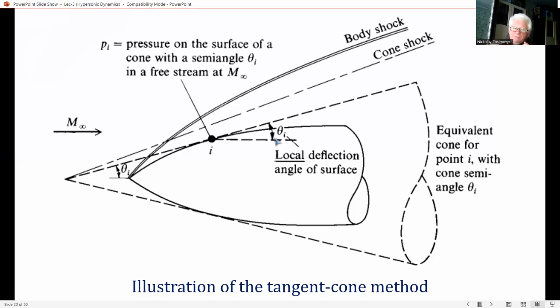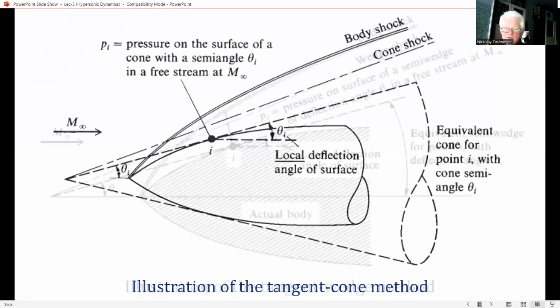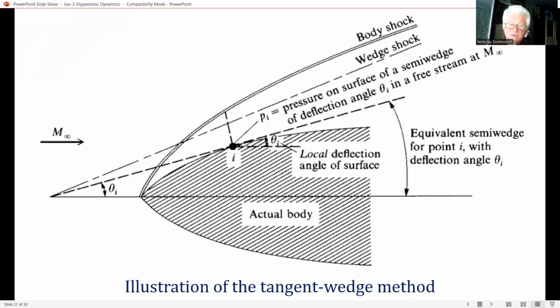The tangent cone approximation assumes that the pressure at point i is the same as the surface pressure on the equivalent cone at the free stream Mach number. That is, p sub i at that point is obtained directly from the cone table. Nice. So both the tangent wedge and tangent cone methods are very straightforward.